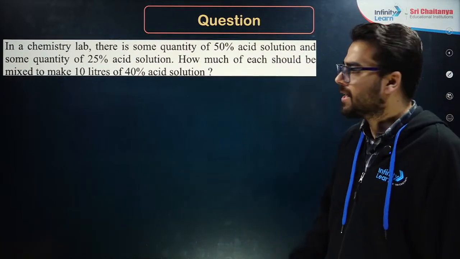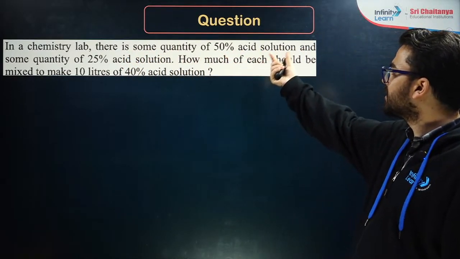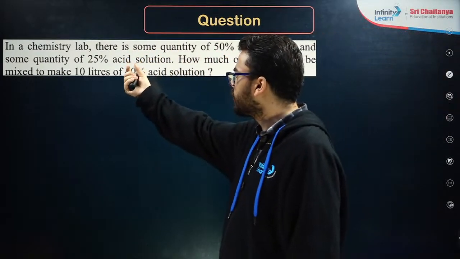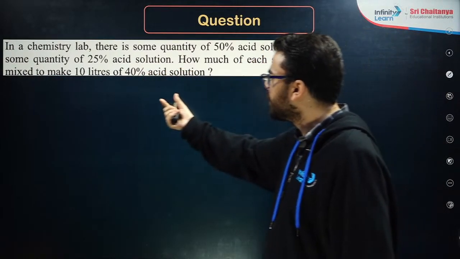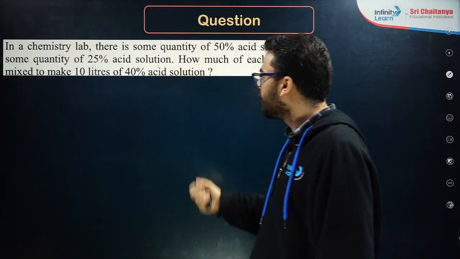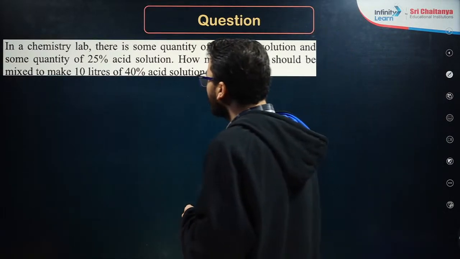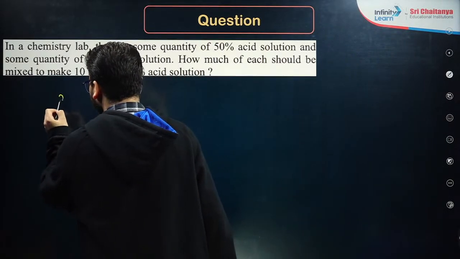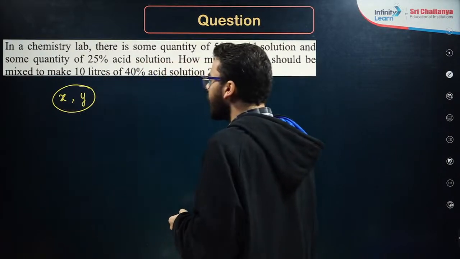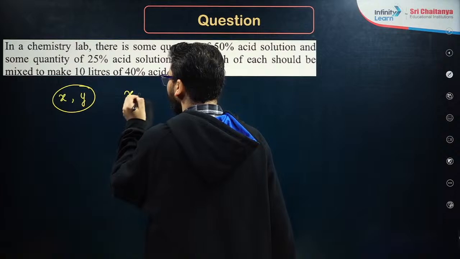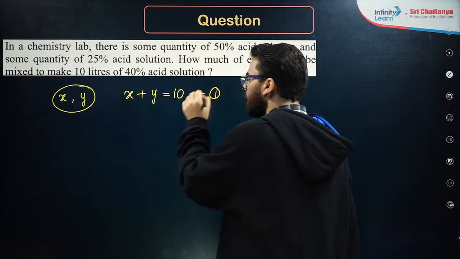चलो अब यहां पर कैसे कर सकते हैं गाइस. In a chemistry lab there is some quantity of 50% acid solution and some quantity of 25% acid solution. How much of each should be mixed to make 10 liters of 40% acid solution? तो दो टाइप के सॉल्यूशन हैं. मान लो कि फर्स्ट टाइप का सॉल्यूशन x है और सेकंड टाइप का सॉल्यूशन y लीटर है. तो टोटल देखो यहां पर क्या होगा, x प्लस वाई 10 तो होगा. ये फर्स्ट इक्वेशन हुआ या नहीं बताओ, है ना.